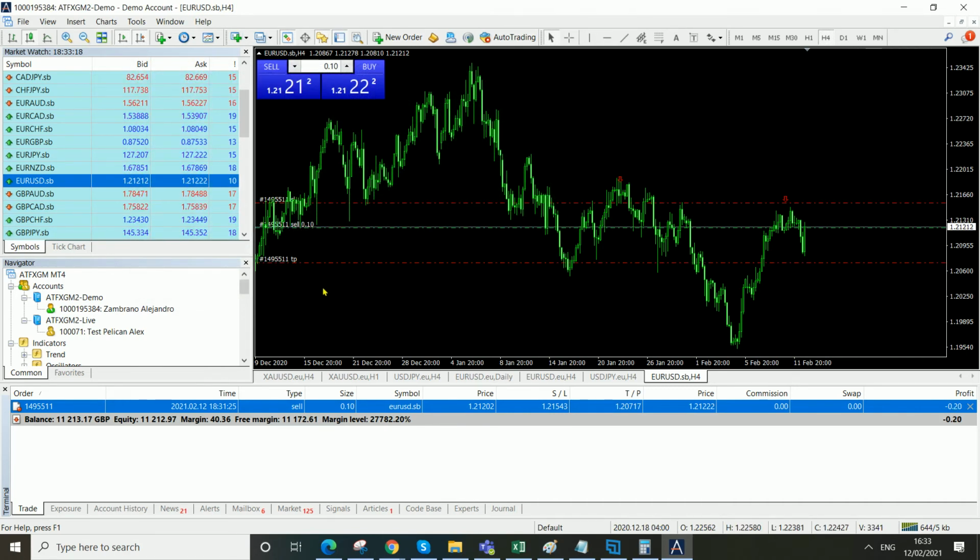Now this level is a bit different because it says TP, which stands for take profit. So if the price goes up, it gets me out in case of a loss. If the price goes down, which is the way I want it, it takes me out in profit.